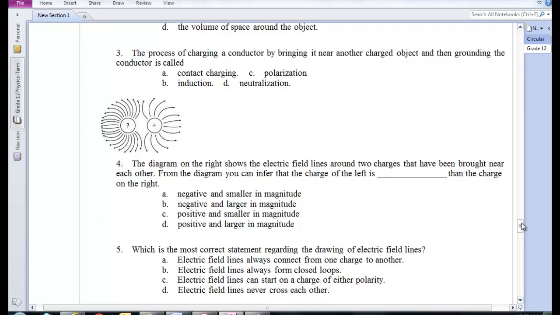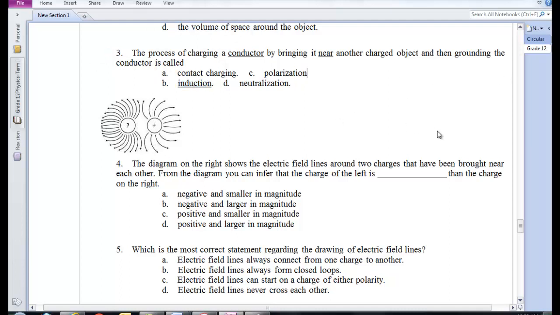The process of charging a conductor by bringing it near, close, with no direct contact, and it's a conductor. So this means you are going directly to the induction process.